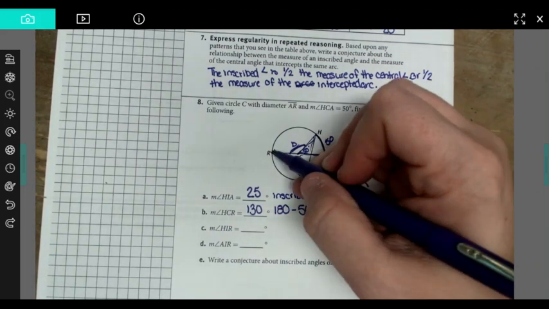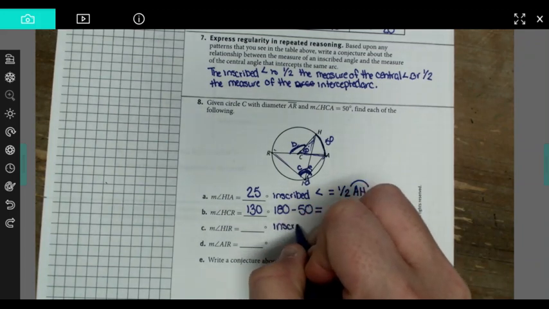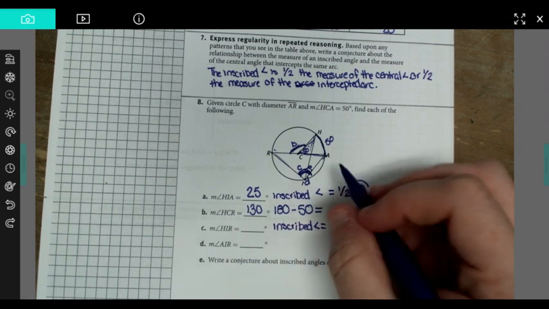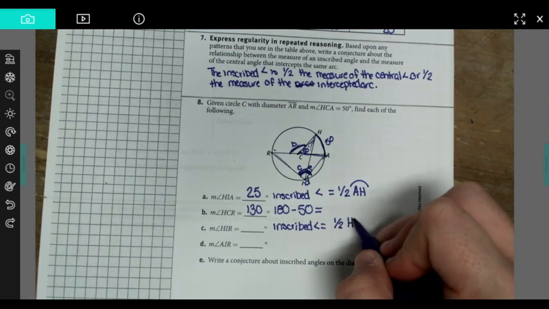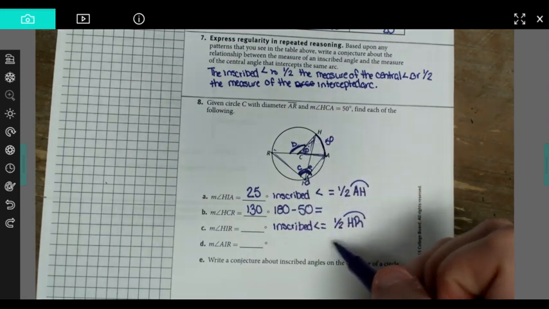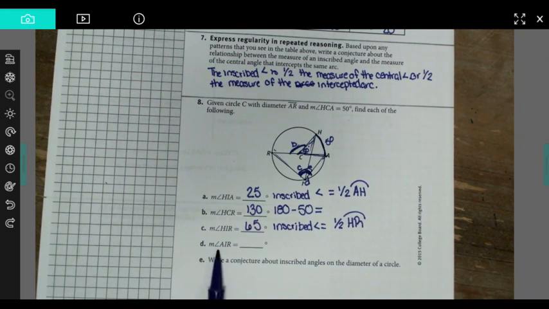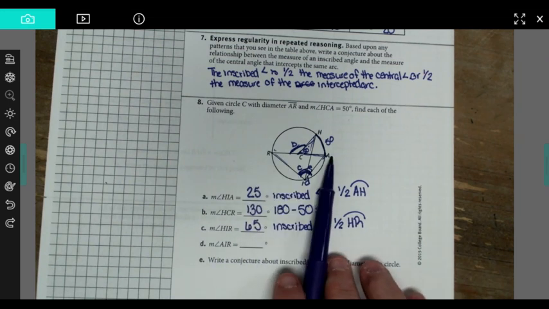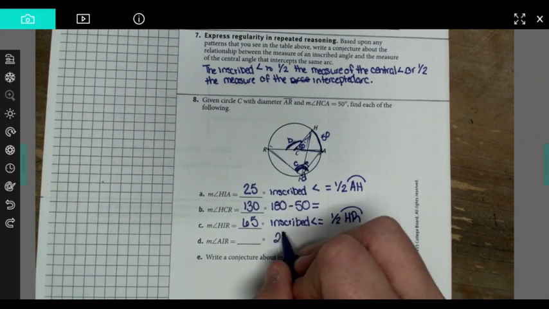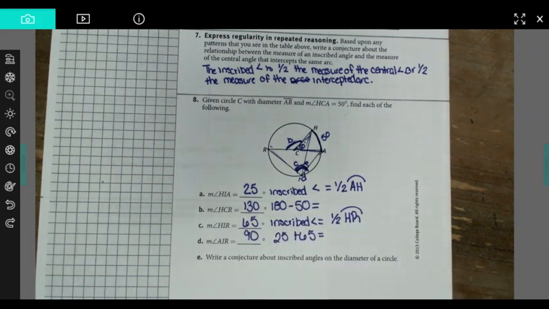HIR is going to be another inscribed angle, which equals half the measure of HR. Well, if HR is 130, because that's a central angle, half of that is 65. What's the measure of angle AIR? Well, if this is 25 and this is 65, it gives me 90 degrees.